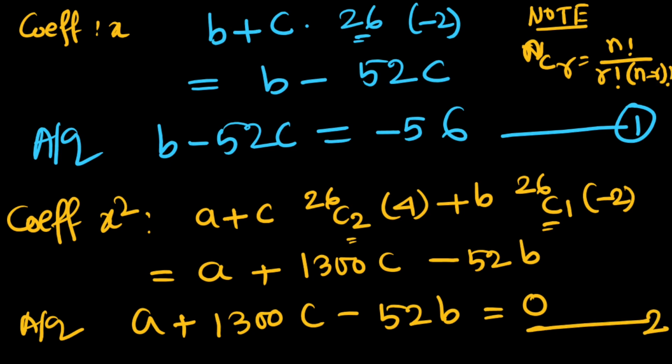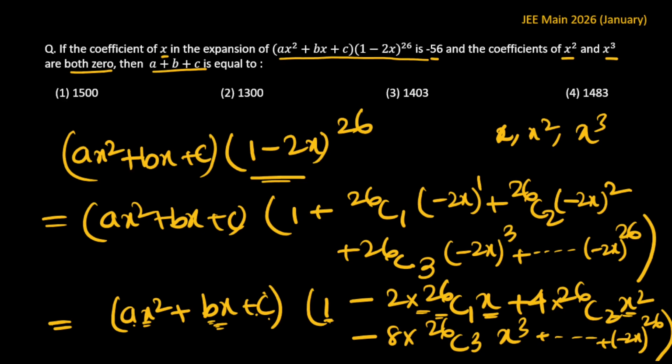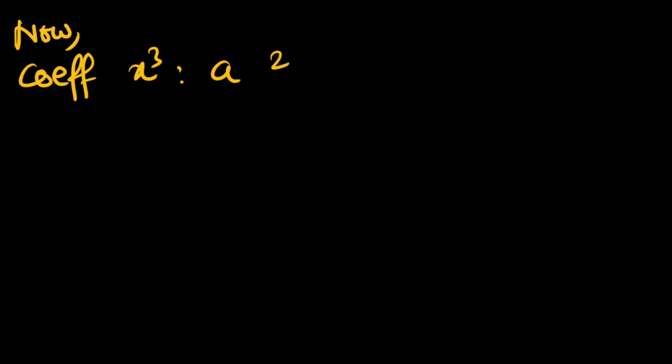Now we find the coefficient of x cube. How to find this? When we multiply c by the x cube coefficient, we get a contribution to the coefficient of x cube, when we multiply b by the x square term, we get another, and when we multiply a by the x term, we get the third. Therefore the coefficient of x cube is a times 26c1 multiplied by minus 2, plus b times 26c2 multiplied by 4, plus c times 26c3 multiplied by minus 8.